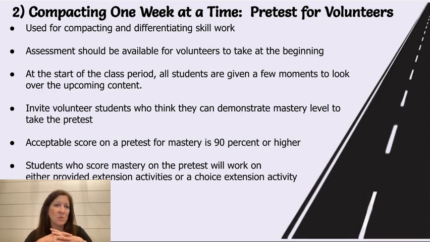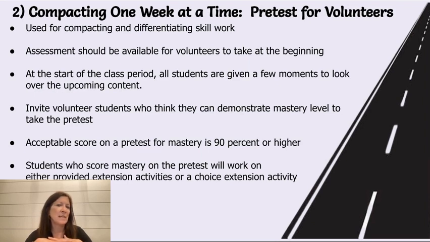And then the teachers would invite students who want to demonstrate they know the knowledge possibly to take the pretest. Students need to know that the grade would only count in the gradebook if they can represent mastery. So hopefully that would help them not be worried about trying it if they felt they knew it. The reason for the pretest is to find out how much they know about the content so the teacher can decide if compacting is correct for them. The acceptable score for mastery is 90% or higher.